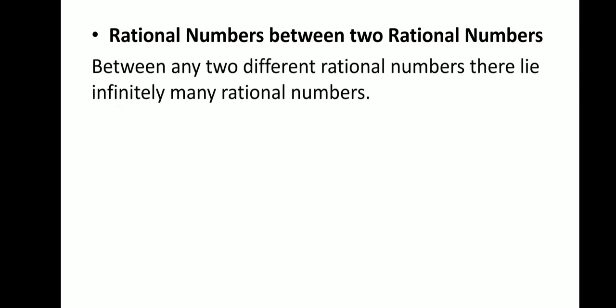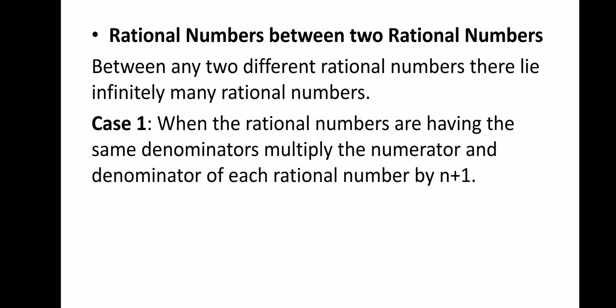Between any two different rational numbers, there lie infinitely many rational numbers. So, there are two cases basically. Case 1 is when the rational numbers have the same denominators: multiply the numerator and denominator of each rational number by n plus 1. Suppose I need to find two rational numbers between the given two rational numbers, then n here is 2, so 2 plus 1, that is 3. I need to multiply the numerator and denominator of both the rational numbers by 3 to get the required number of rational numbers.